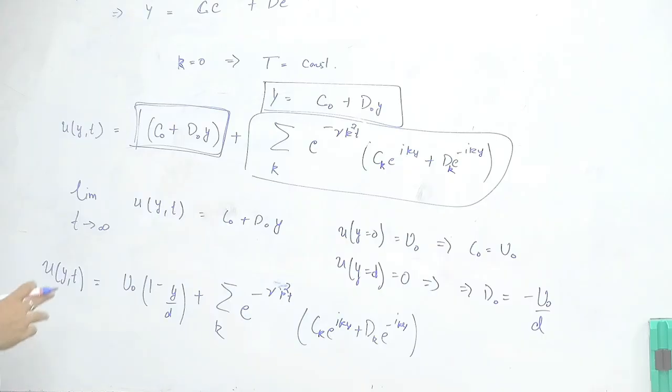So we have found these c naughts and d naughts at least. And now how do we move forward? We have to substitute the initial and boundary conditions. So I had written this system. The initial conditions are that initially there is no flow. The boundary conditions are that at y equal to 0, it is u naught, and for y equals d, it is 0. We have to satisfy these three conditions together.